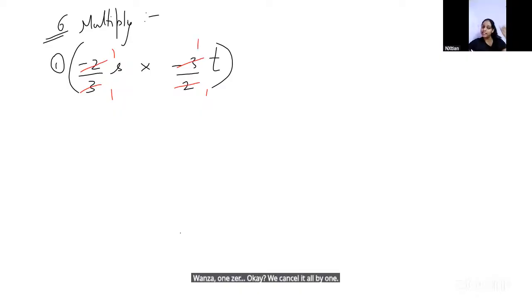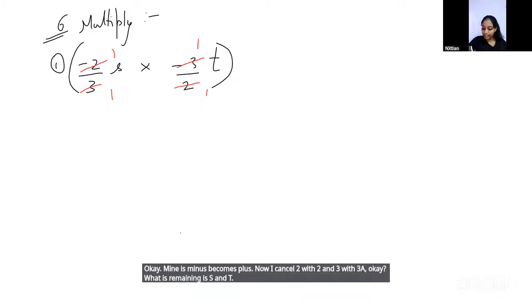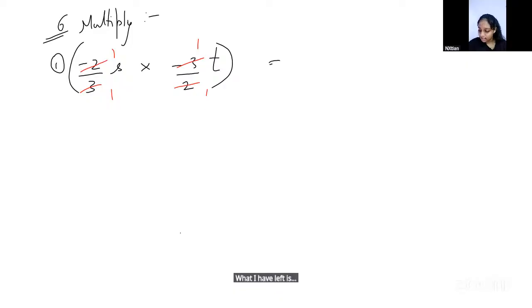The minus minus cancels themselves; minus minus becomes plus. Now I cancel 2 with 2 and 3 with 3. What I have left is s and t. So the answer is st. Understood? Yes, ma'am. Abraham understood?